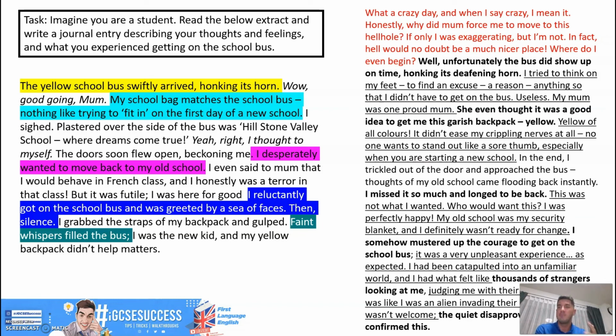And of course, this development stems from how the character is feeling from the text. And the other explicit ideas I've explored or mentioned, she even thought it was a good idea to get me this garish backpack. Yellow. And then I've developed it with the character's thoughts and feelings. Yellow of all colours, it didn't ease my crippling nerves at all. No one wants to stand out like a sore thumb, especially when you are starting a new school. And the next idea, I missed it so much and I longed to be back. The next one, somehow I mustered up the courage to get on the school bus. And the last, thousands of strangers looking at me, and the quiet, disapproving mumbles confirm this.